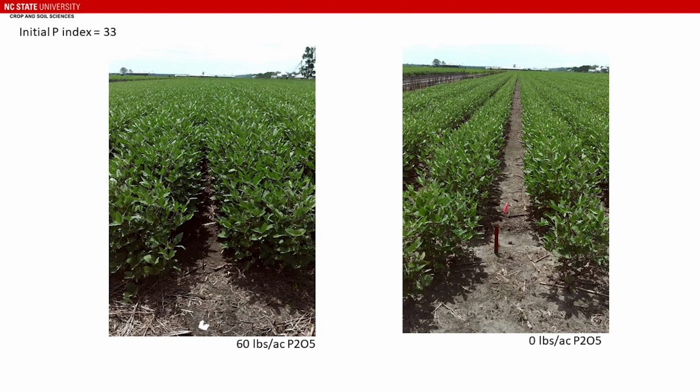And here are some pictures. You can see this is the 0, and this is when we apply fertilizer in a soil with a low index. You can see the difference. They are completely different. The yield levels are completely different. And you should apply phosphorus in this situation.